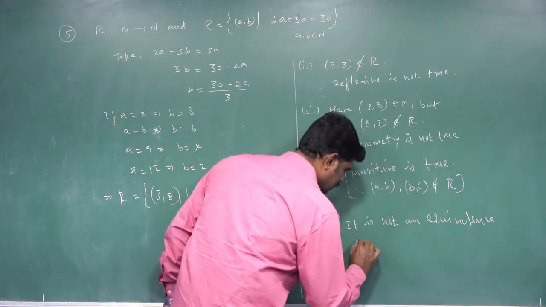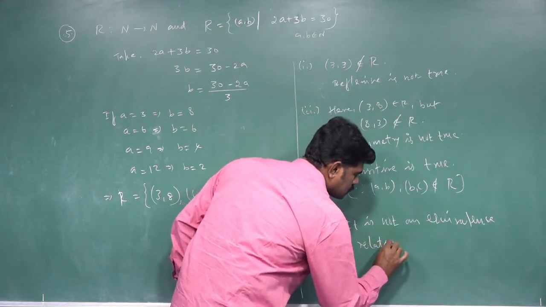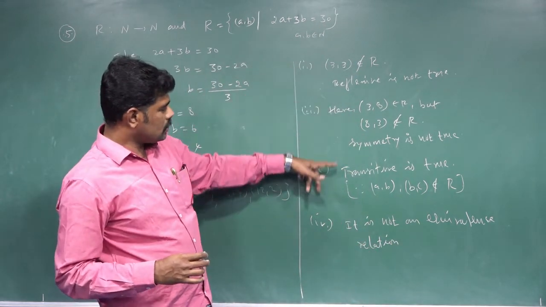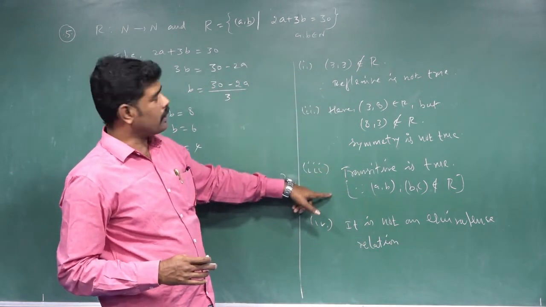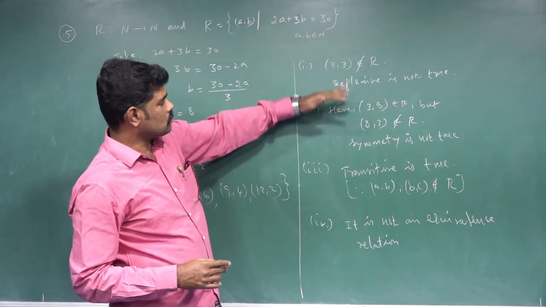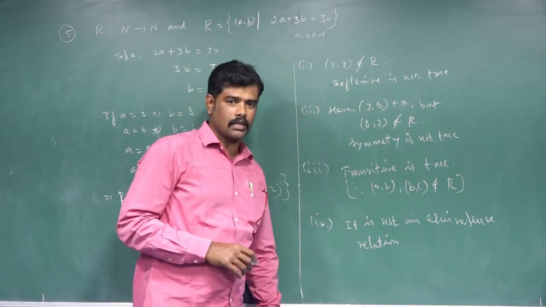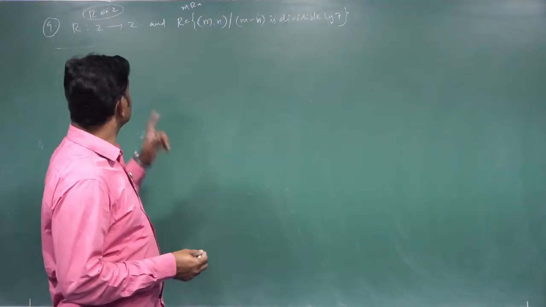It is not an equivalence relation. What is the reason? For an equivalence relation, all these three properties should be satisfied. Here reflexive is not true, symmetry is not true, transitive only is true. Therefore, it is not an equivalence relation. Next question, question number 9.